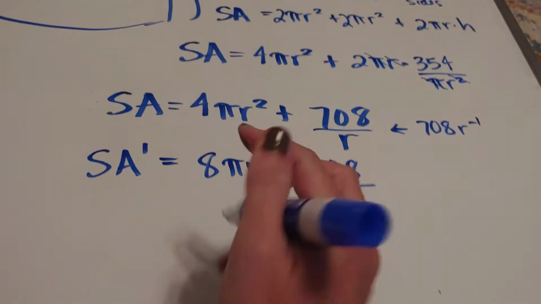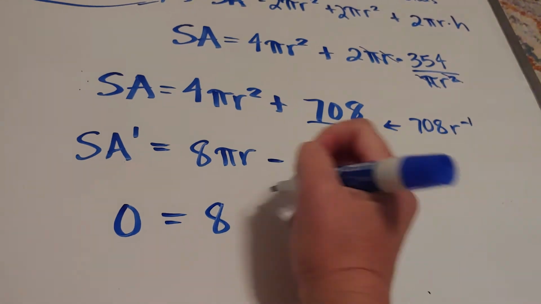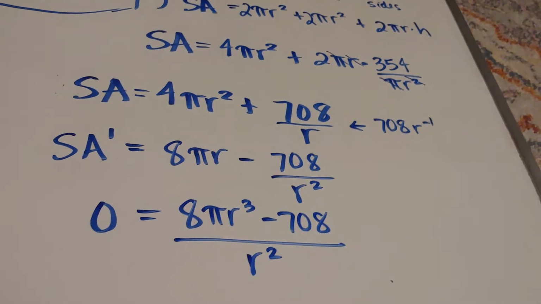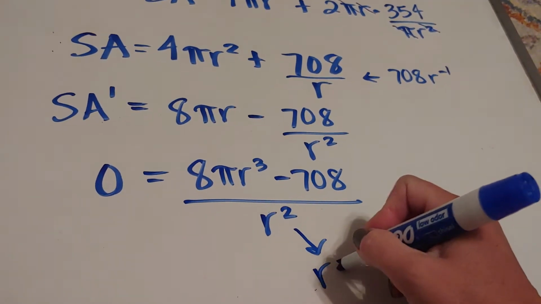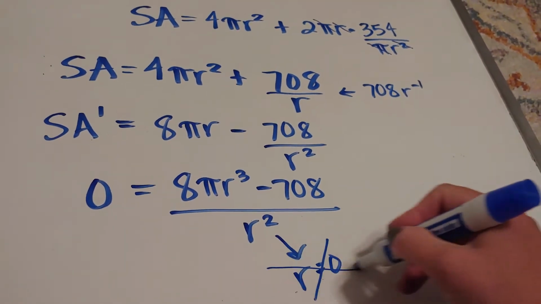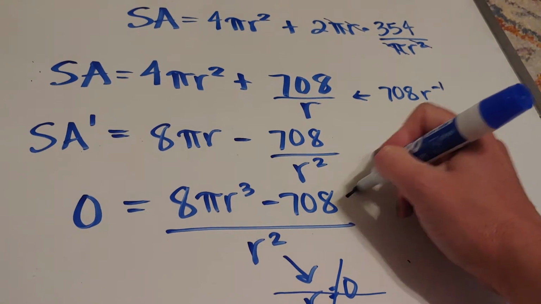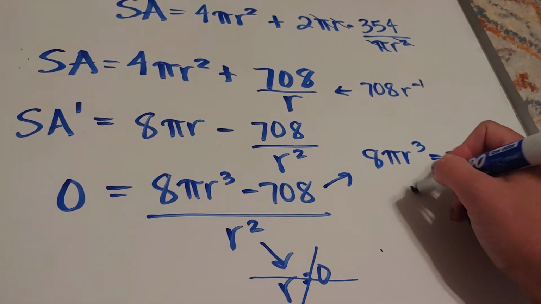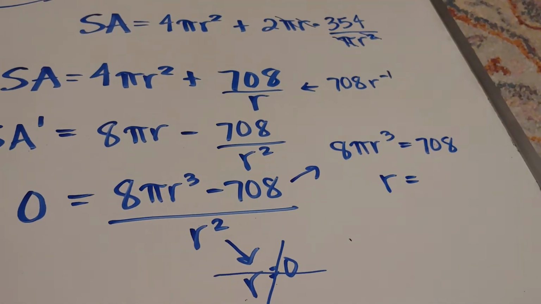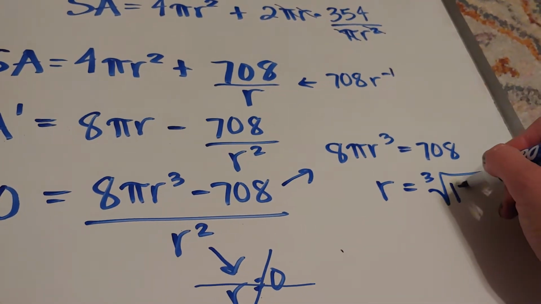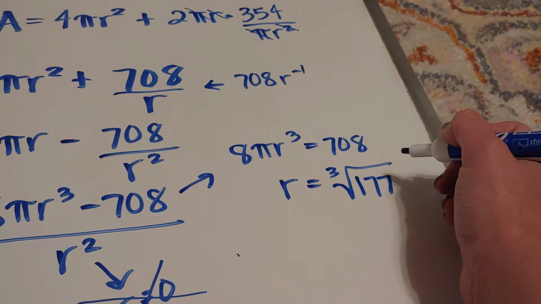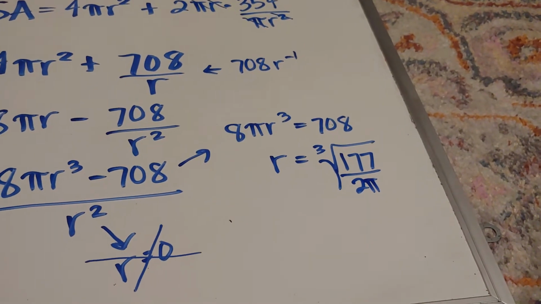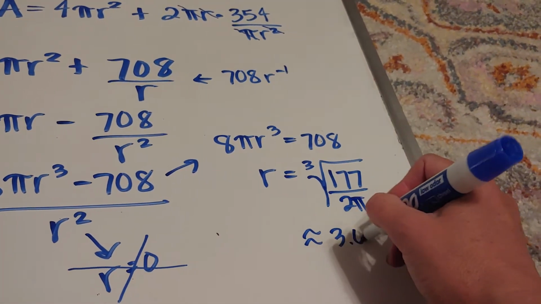Okay. I'm going to set it equal to 0. And I'm going to find a common denominator. Okay. And when I set the bottom equal to 0, I just get 0, which we don't need in this problem. That would be a can that doesn't exist. And up here, I'm going to get 8 pi r cubed equals 708. So r would equal the cube root of 177 over 2 pi. That's lovely, isn't it? Okay. Which, for those who want to know what that is, that's about 3.04 centimeters.